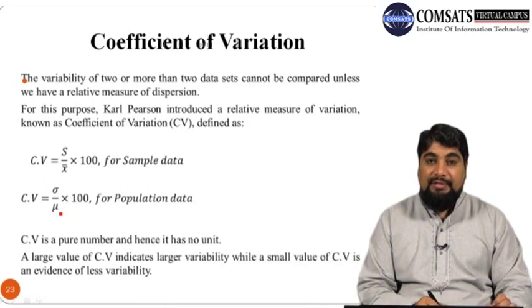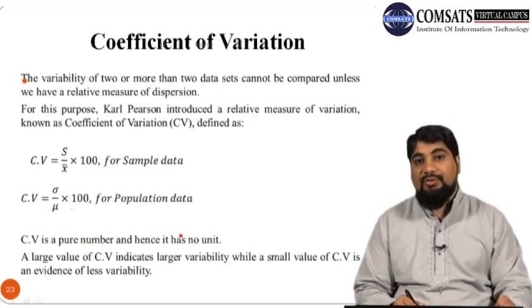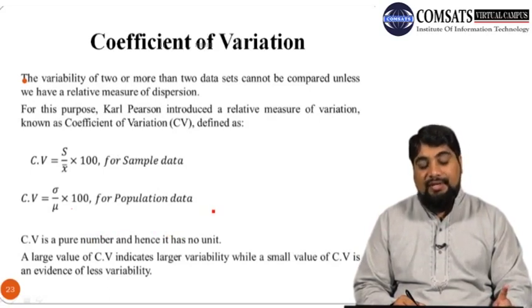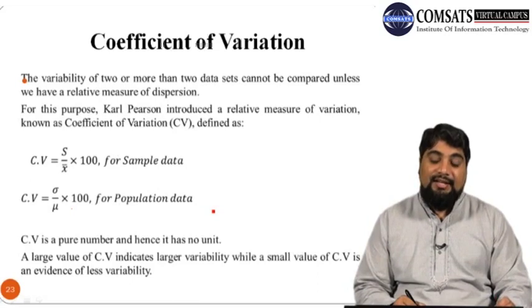Remember, note that this CV, or coefficient of variation, is a ratio, so it is a dimensionless number. It is a pure number, and it has no unit or dimension. Further note that a larger value of the coefficient of variation indicates larger variability, while a small value of the coefficient of variation is evidence of less variability.